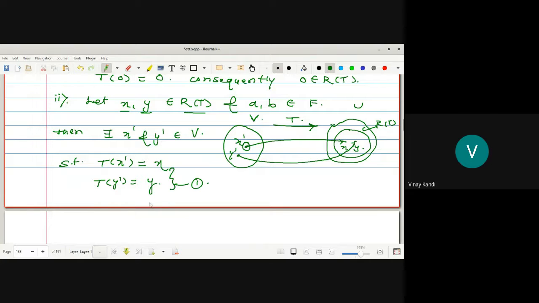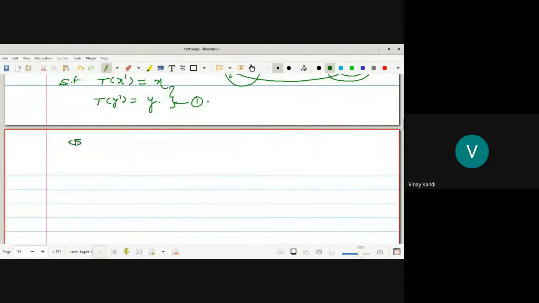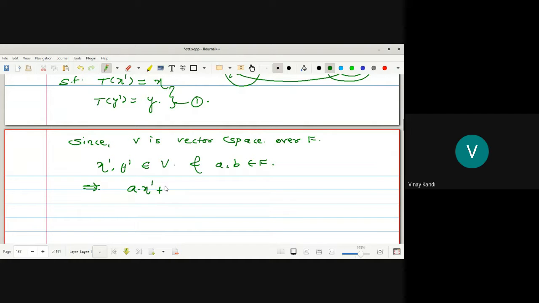Okay, now since V is a vector space over the field F, and here x dash and y dash are two elements belonging to V, and a and b belong to field F. That implies a into x dash plus b into y dash belongs to V, capital V. Now apply T to the image of this element.